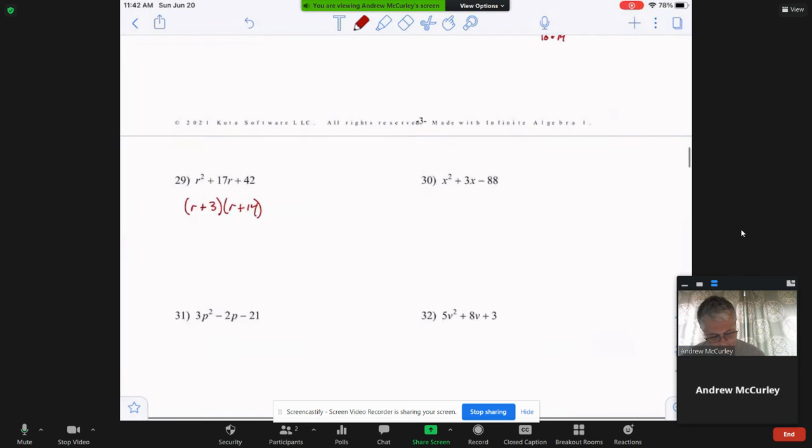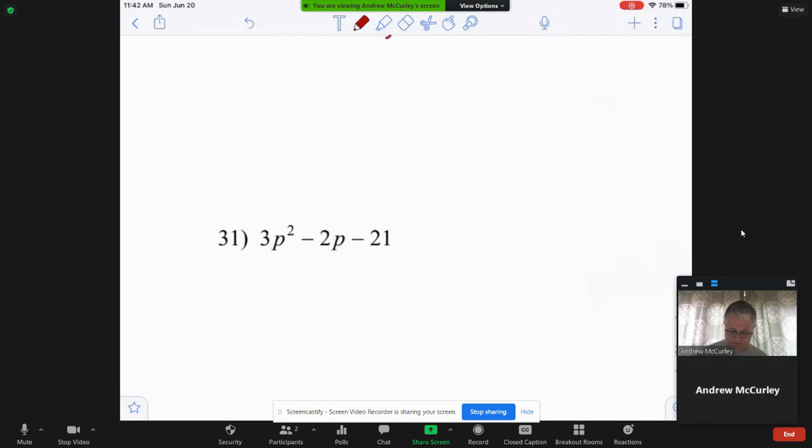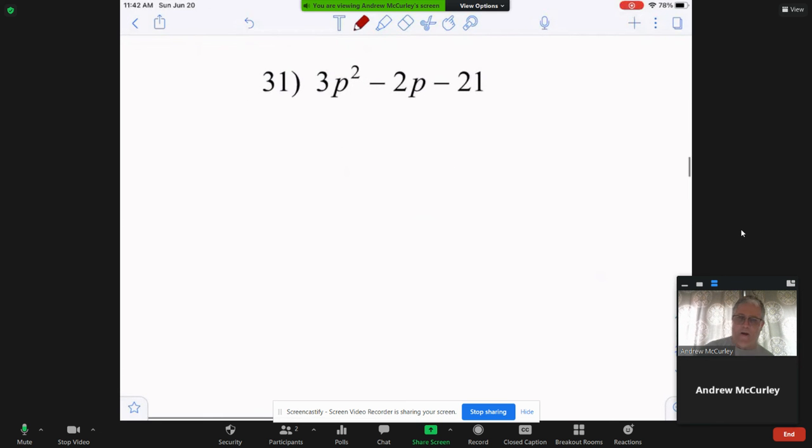All right. Those just kind of go on that. I think I'm going to stop the last one. I think you can do that one on your own. All right, let's go to 31. Now here's where I'm going to use a new method. First thing, I see that 3 in front of the p squared. I'm like, okay, is there a GCF? There's not, because 2 is not divisible by 3.